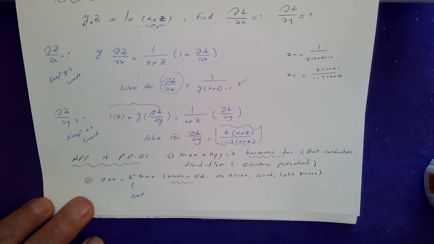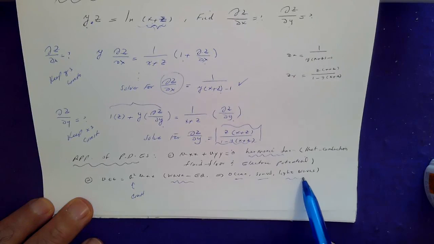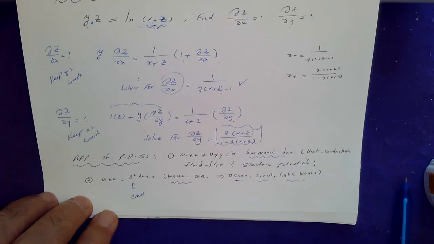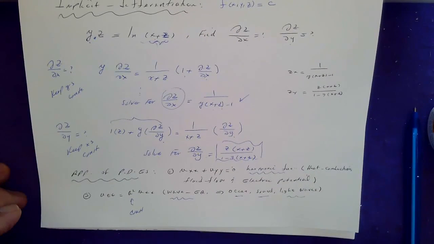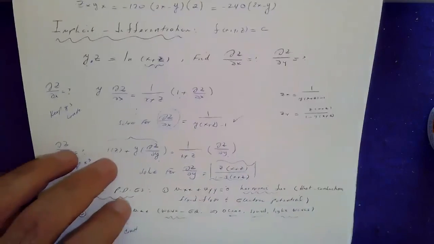When we refer to waves, we're talking about ocean, sound, or light waves. So these are a few examples of why we have to take second partial derivatives, because they show up in real life, mostly in engineering and physics classes. And that pretty much concludes this section.